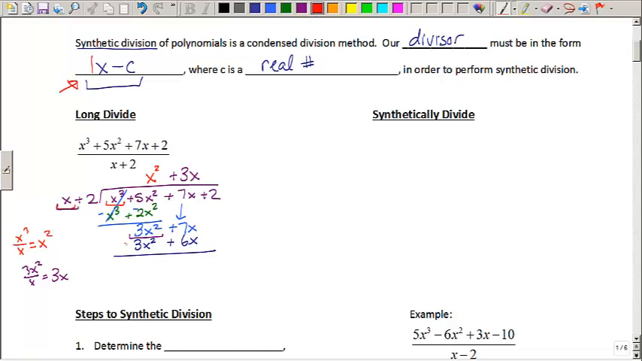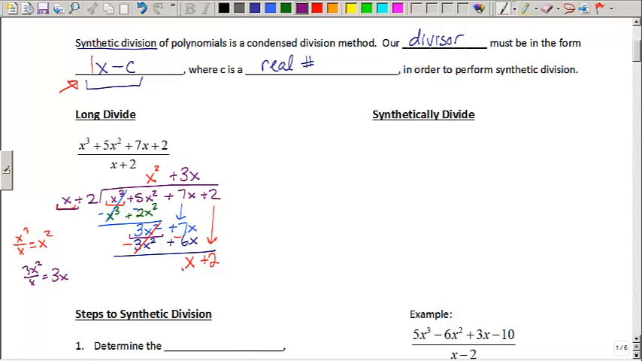Now I'm going to subtract. But instead of subtracting, I'm going to change both of their signs. I want to subtract both the first term and the second term. 3x squared minus 3x squared goes away, like it should. 7x minus 6x is 1x. Drop down the last term and repeat.